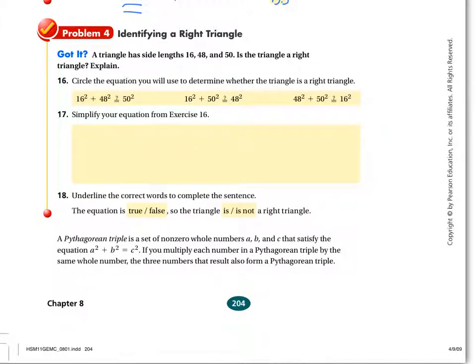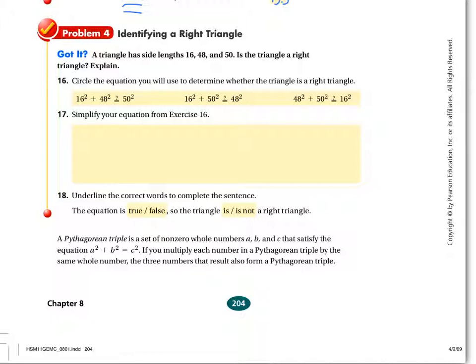A triangle has side lengths 16, 48, and 50. Is the triangle a right triangle, and explain? You need to circle the equation you will use to determine whether the triangle is a right triangle. So we're going to use the Pythagorean Theorem. Which of the 3 below is correct? The first, the second, or the third?